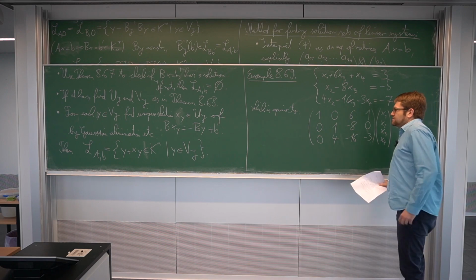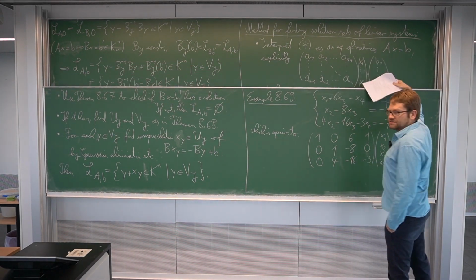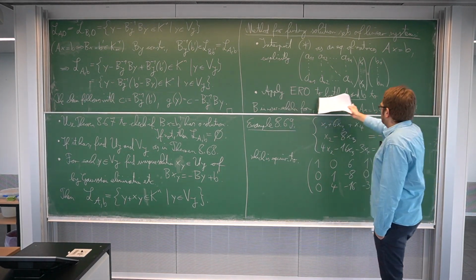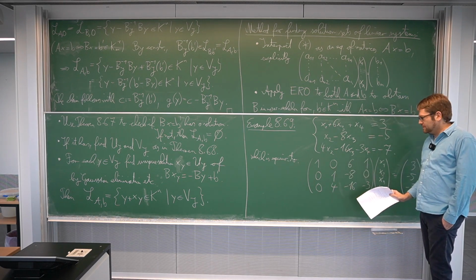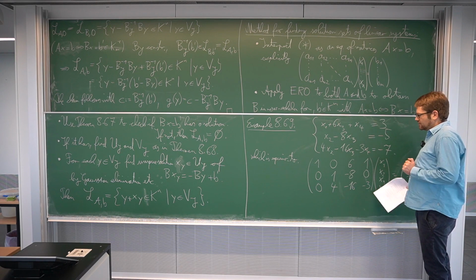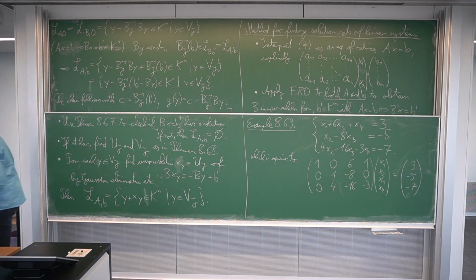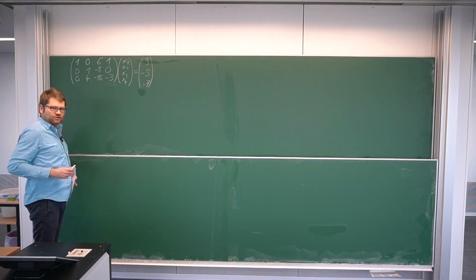And now the first thing we need to do, so in this method, we did the first step, we interpret this as an equation of matrices, and now the second step, we have to apply elementary row operations to both sides to bring this into row echelon form. And it's quite easy to see what we have to do, but I'm running out of space, so let me quickly erase one last time. So we need to bring this into row echelon form.